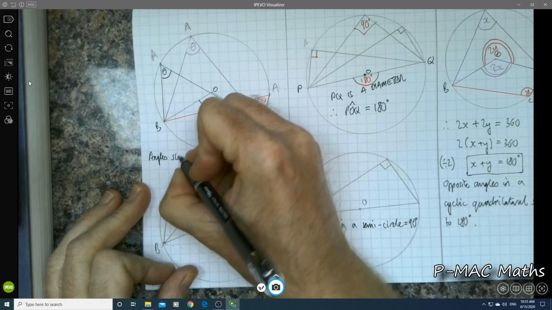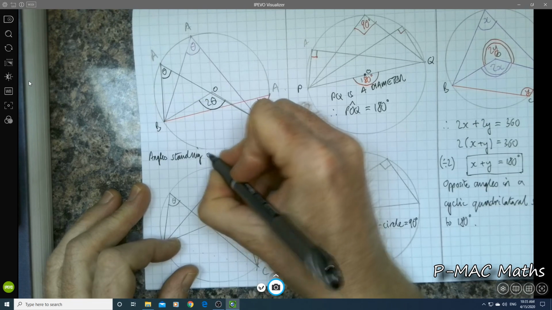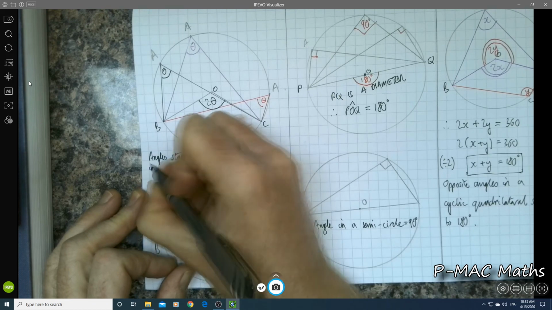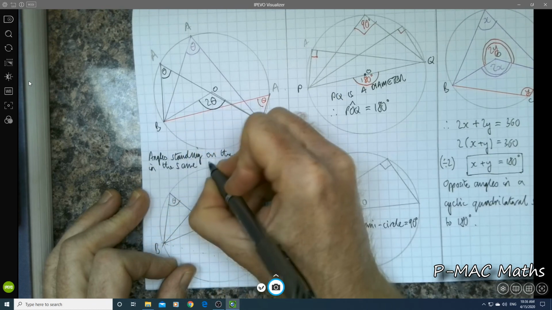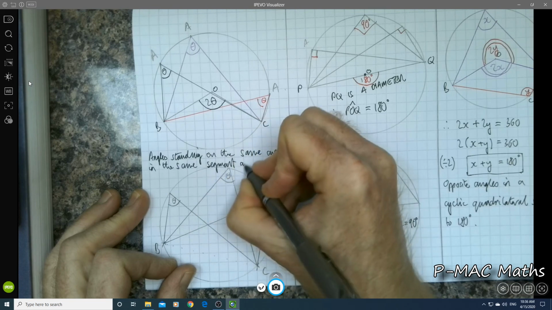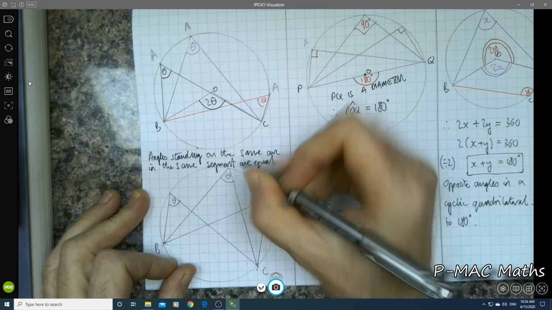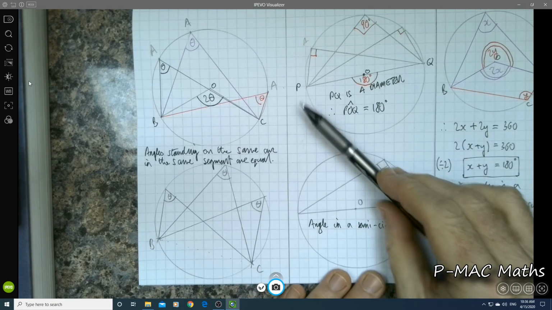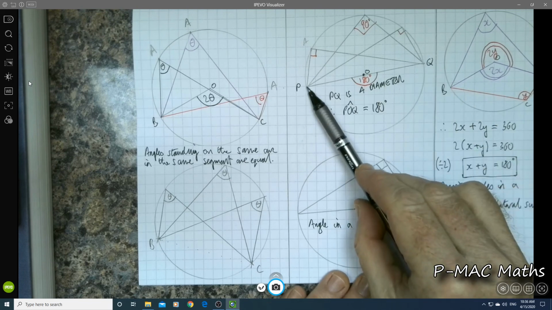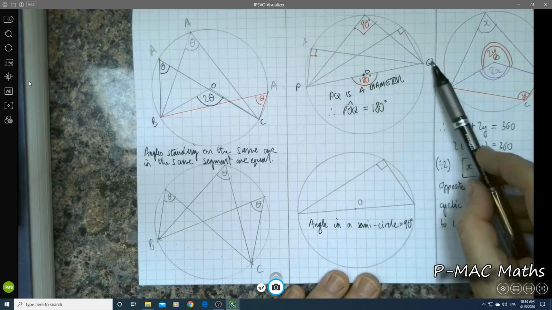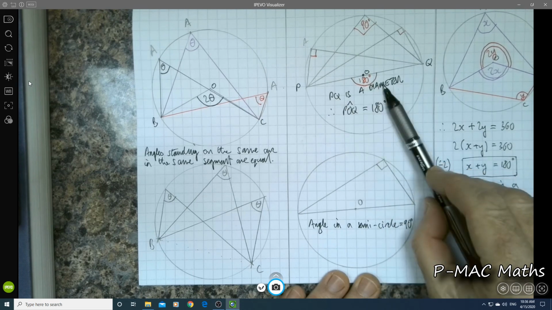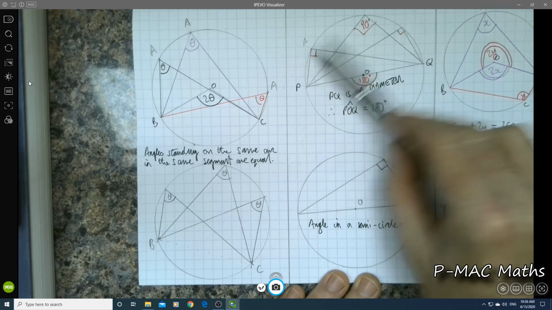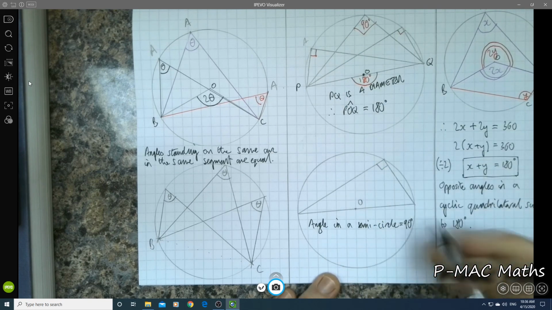Angles standing on the same arc in the same segment are equal. And then we tweaked the diagrams so that the 2 points here allowed us to have a straight line passing through the centre of the circle, which is a diameter, and so angles that stand on that arc become half of 180, i.e. 90. Angles in a semicircle, 90 degrees.